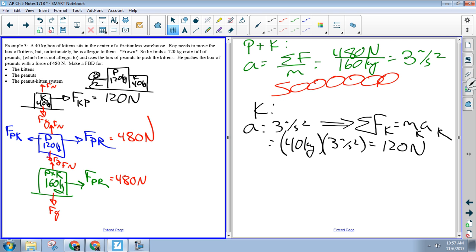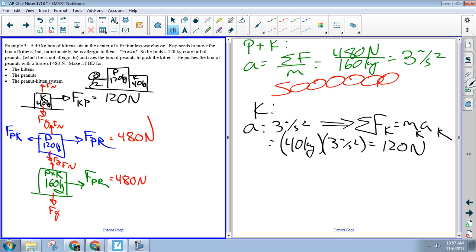How come I chose the kittens instead of the peanuts when I made that free body diagram? Doesn't really matter, but anybody see why I chose that one? Yeah, there's more forces on the peanuts, so that drawing is going to be a little bit more complicated, right? All right, are there any questions so far?